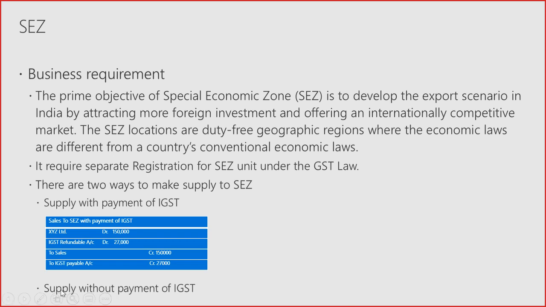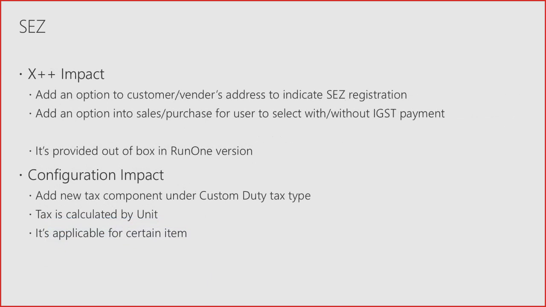And of course, there is another method. You can do supply without payment of IGST. Then actually there is no GST applicable in this case. So basically, this is a business requirement. So back to the SEZ story. What is the impact to finance and operation, and what is the impact to our GST configuration? So again, firstly, we need to check whether there's any X++ impact.